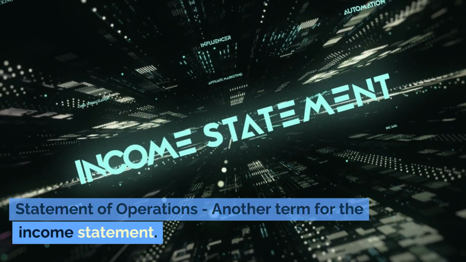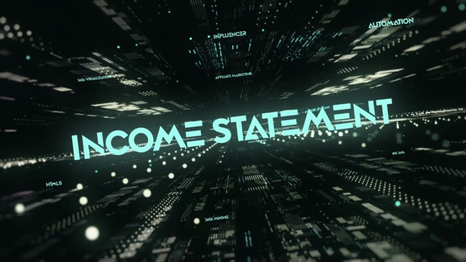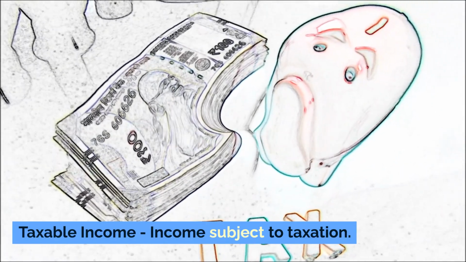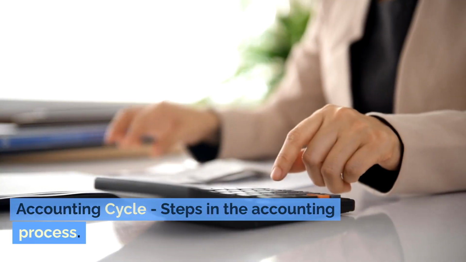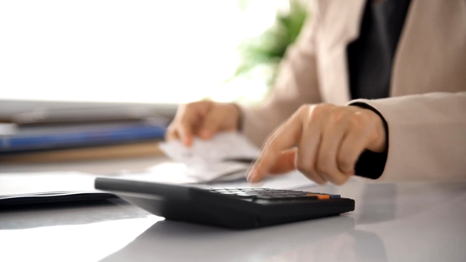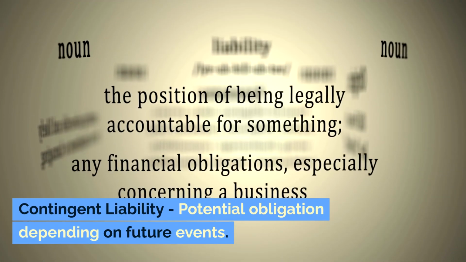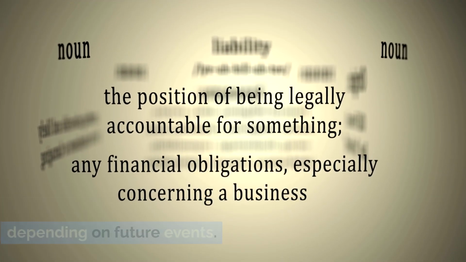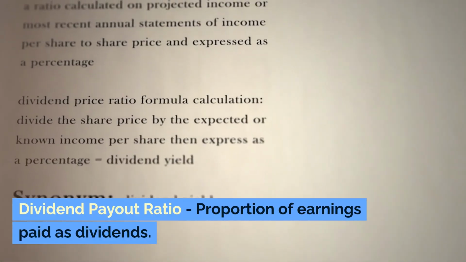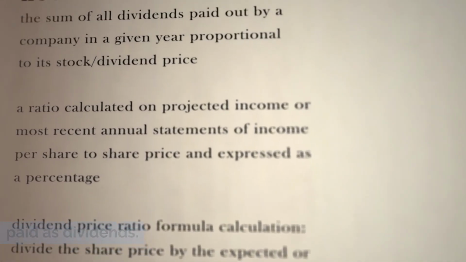Statement of operations: another term for the income statement. Taxable income: subject to taxation. Accounting cycle: steps in the accounting process. Contingent liability: potential obligation depending on future events. Dividend payout ratio: proportion of earnings paid as dividends.